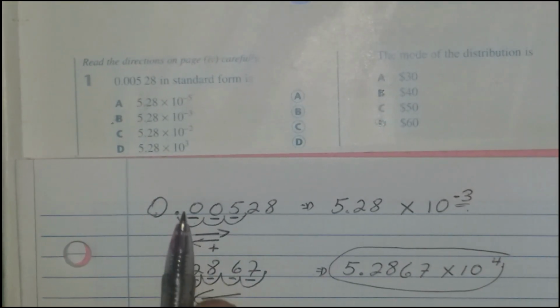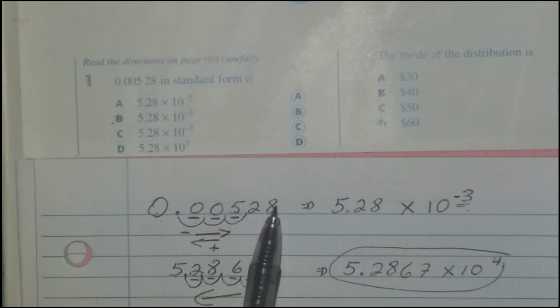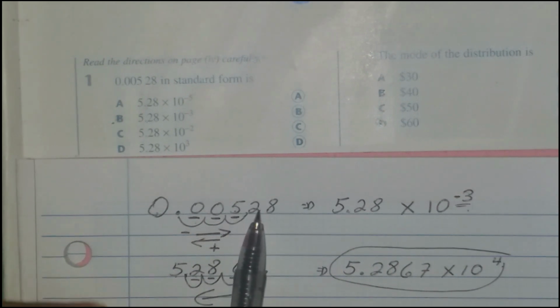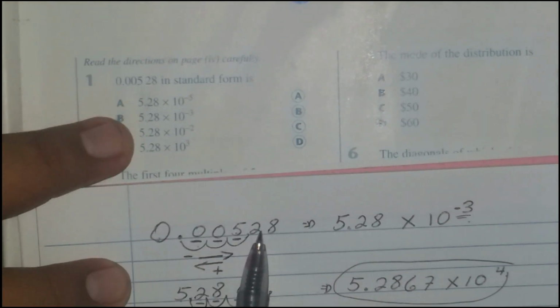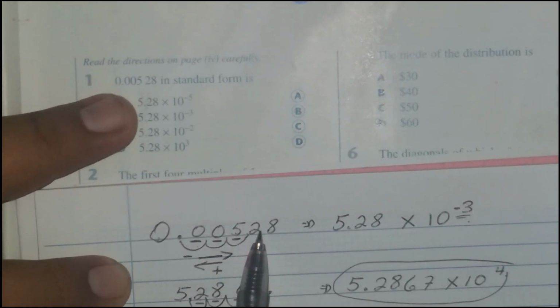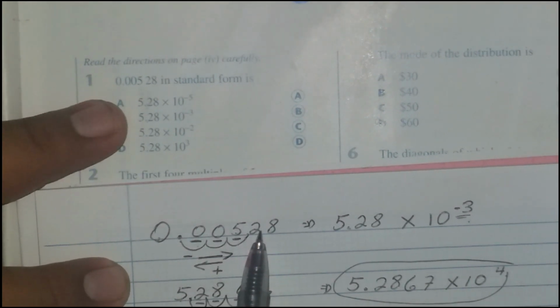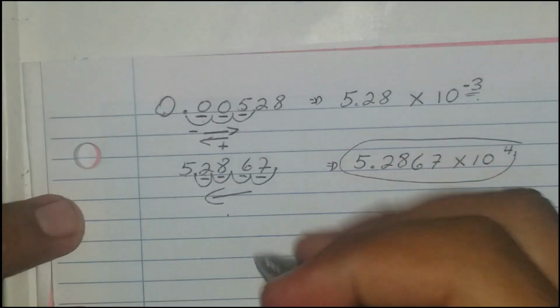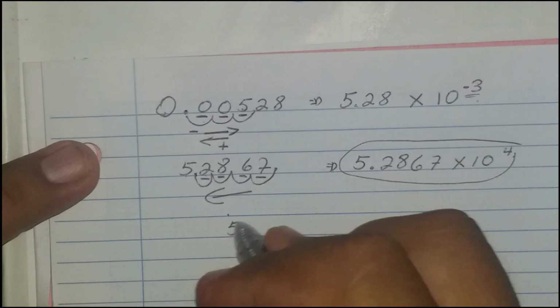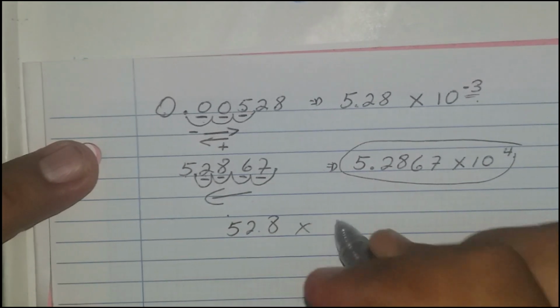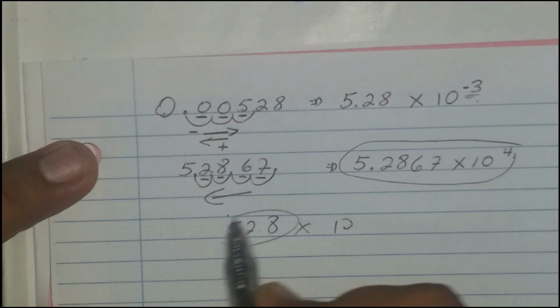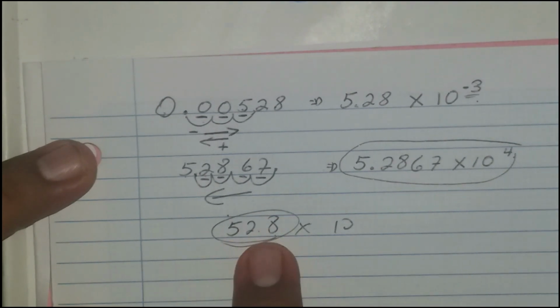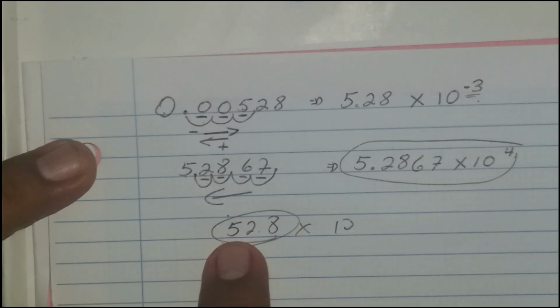You move the decimal to the first two non-zero. Now, why did I check if it's between the 5 and the 2 for all the answers? It is because sometimes they would give you something like 52.8, but then times 10 to the something. But then this would be already wrong because you cannot put it as 52.8. The decimal has to fall between the 5 and the 2.